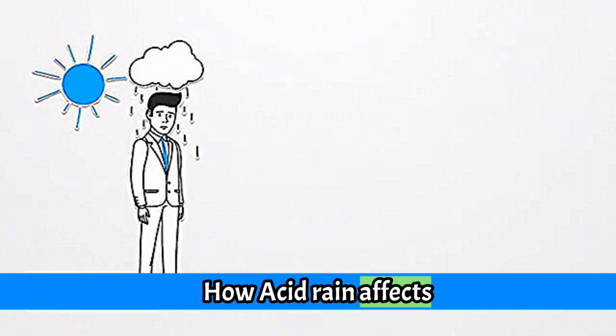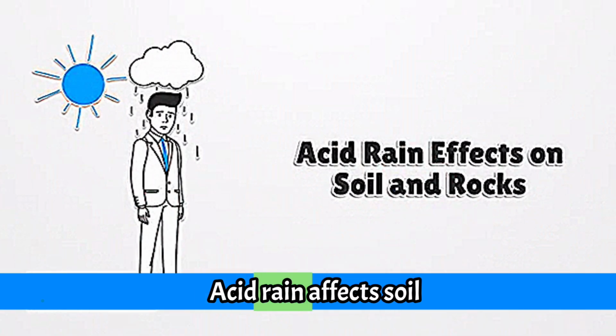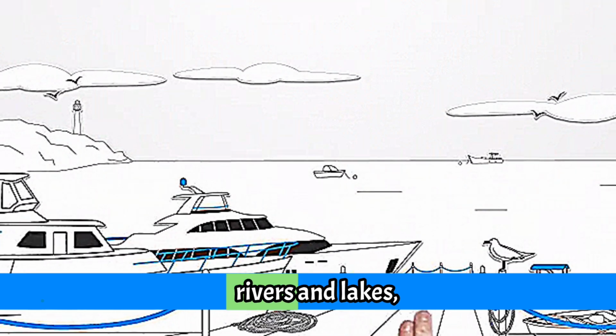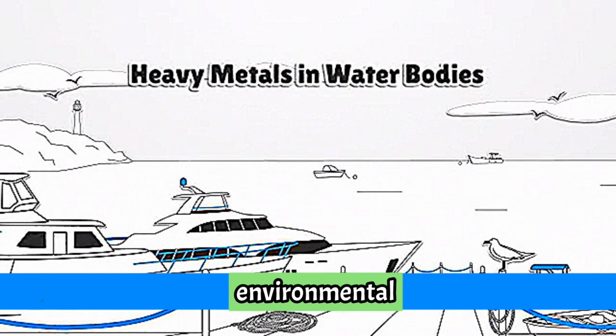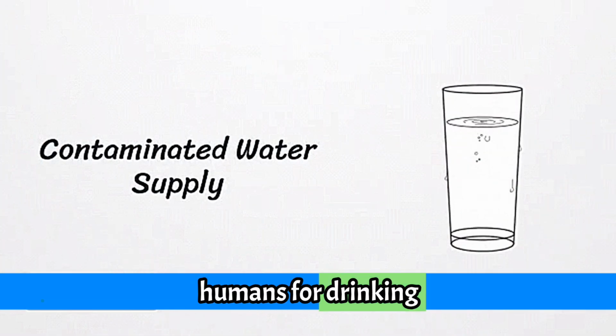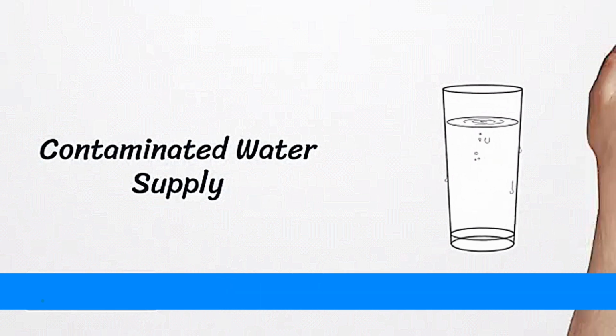How does acid rain affect our environment? Acid rain affects soil and rocks, leaching heavy metals like aluminium, mercury, and chromium. When these heavy metals are discharged into rivers and lakes, they pose significant environmental hazards. This contaminated water is used by humans for drinking, and the metals can accumulate in the body to toxic levels.